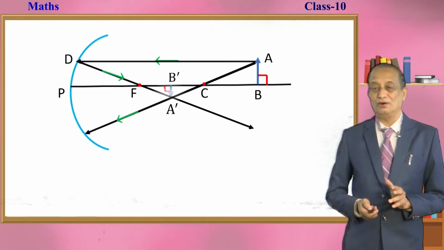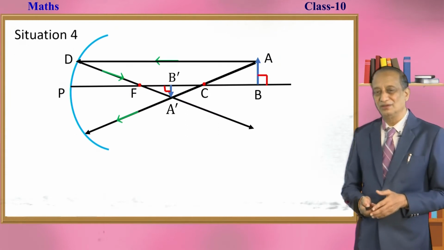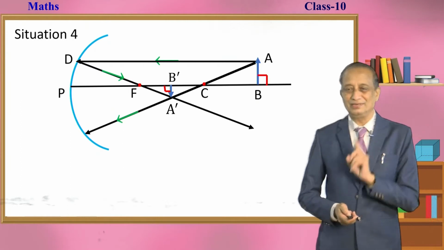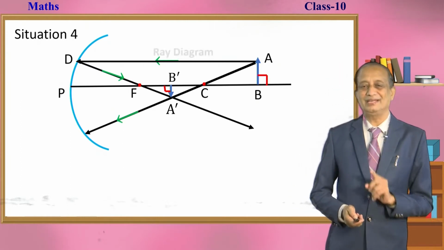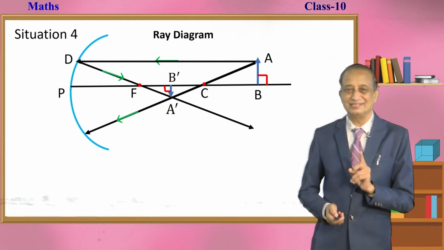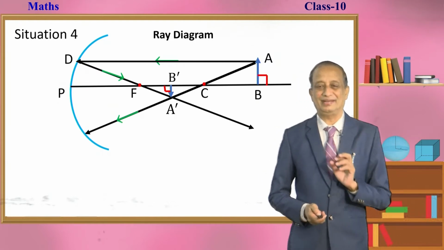Okay. Now, the fourth situation is this. You have drawn this in your previous classes. Can you name this diagram? This diagram is called a ray diagram. Correct, children? Can you recall this? This is called a ray diagram.